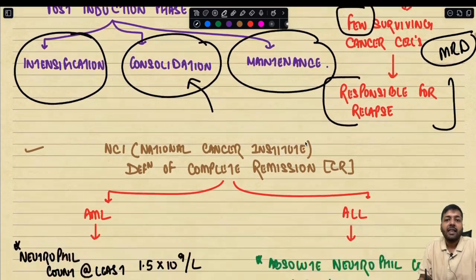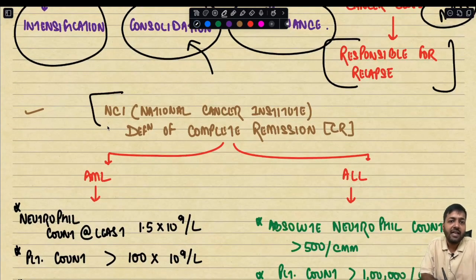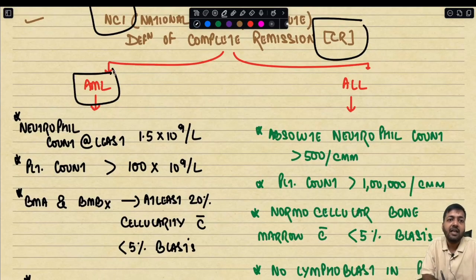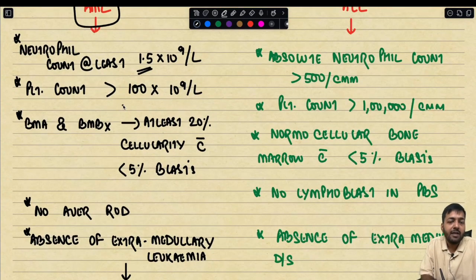Okay. Now you have to understand, right now we are using the term clinical remission or complete remission. So what is the meaning of clinical remission? The National Cancer Institute has given a definition of clinical remission. So for AML, what is regarded as a complete remission or a clinical remission? When the neutrophil count is at least 1500 cells per cubic millimeter, or 1.5 x 10^9 per liter. When the platelet count is more than 1 lakh per cubic millimeter, or more than 100 x 10^9 per liter.